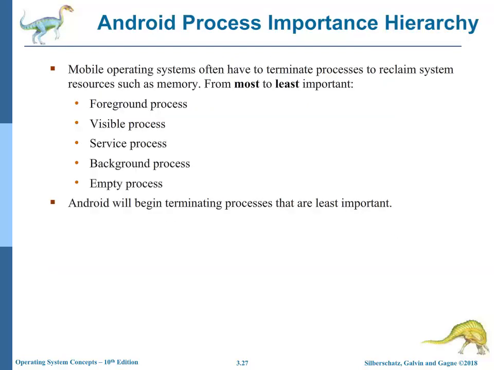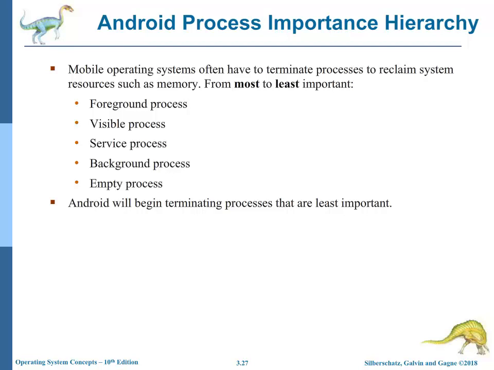Mobile systems have limited memory. A mobile operating system may have to terminate existing processes to reclaim limited system resources. Android has identified an importance hierarchy of processes, and when the system must terminate a process to make resources available for a new or more important process, it terminates processes in order of increasing importance.